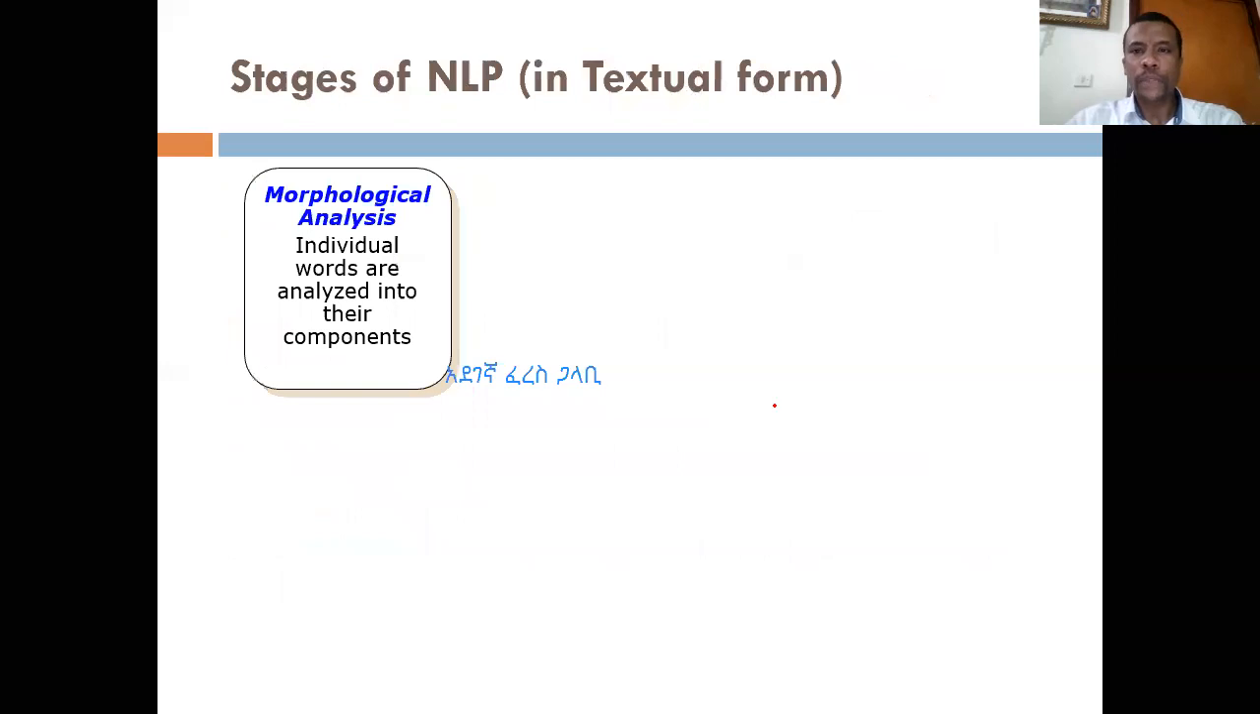So when we meet on Monday, we are going to discuss this concept, which means the stage that we need to deal with in NLP, in textual and in speech form, okay?